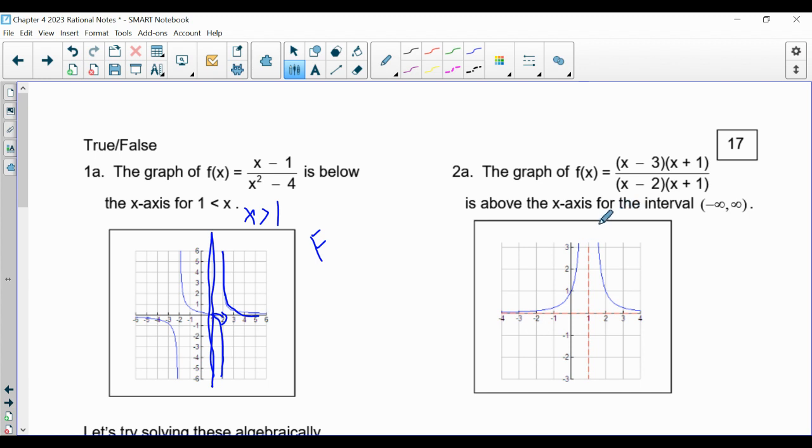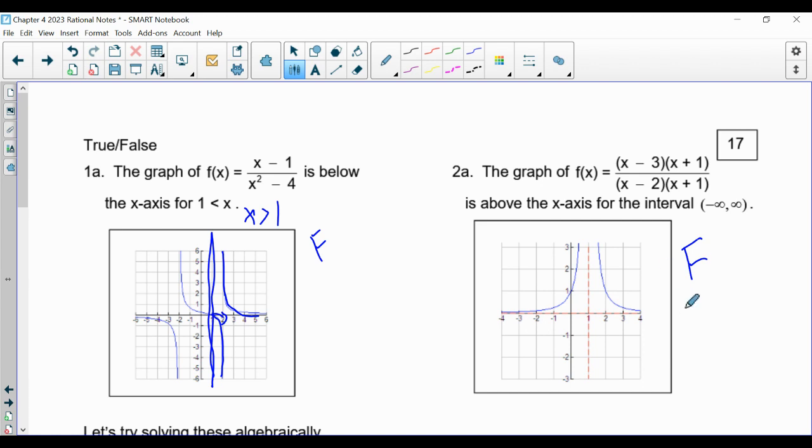Here, a graph of this is above the x-axis for the interval negative infinity to infinity. And you might be like, oh, well, the left side is going up, the right side is going up, so that means it's true, right? No, this one is actually false. The reason why is because at 1, you can see this dashed line means we have a vertical asymptote, which means there is no point value here, which means we're not above the x-axis, we're not below the x-axis. There literally is no point at x equals 1.